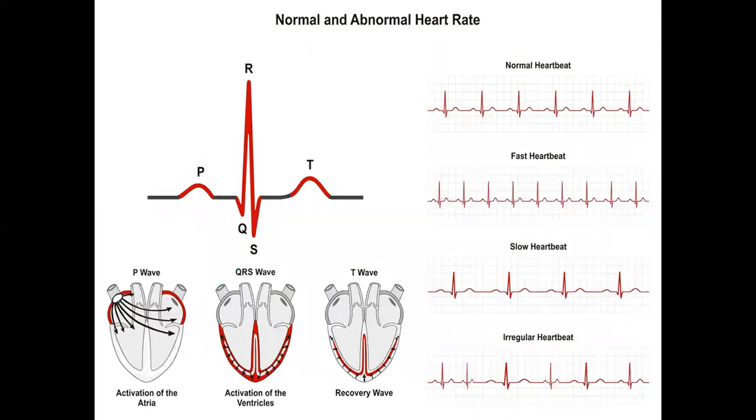So this is an image of normal and abnormal heart rate. What would be the normal heartbeat? The image when the heart is beating fast, and the image when the heart is beating slow. And the last one is the image of an irregular heartbeat, where the heart is not beating properly.